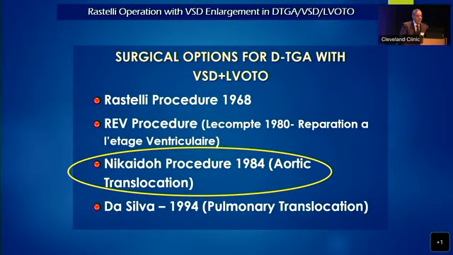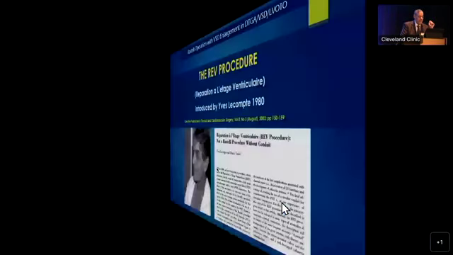Nevertheless, the most commonly used surgical options for D-TGA with VSD and outflow tract obstruction include the Rastelli procedure, introduced in 1968, the REV procedure, introduced by Lecompte in 1980, the Nikaidoh procedure, introduced in 1984, and the De Silva procedure, which is not very well known, introduced in 1994. De Silva is the same person who introduced the cone operation for Ebstein anomaly, and he calls this the pulmonary translocation. I think Dr. Najm is going to discuss the Nikaidoh procedure next, so I thought I would mention the other two quickly.